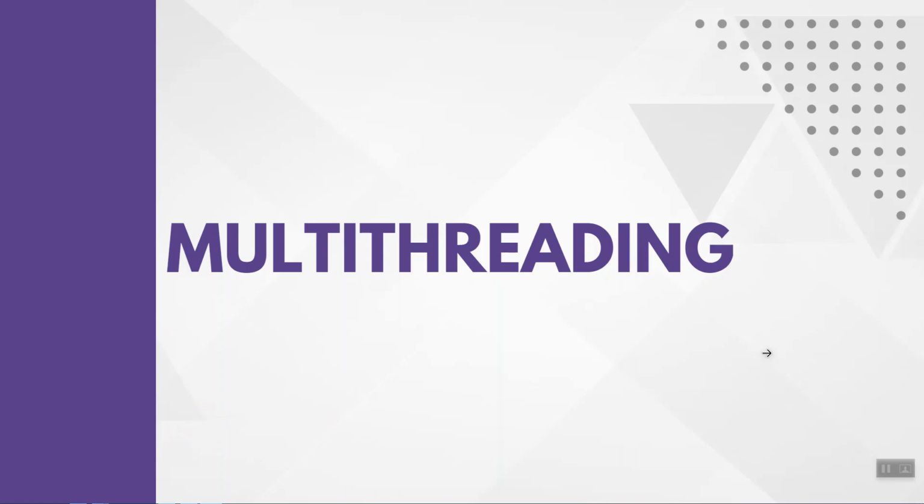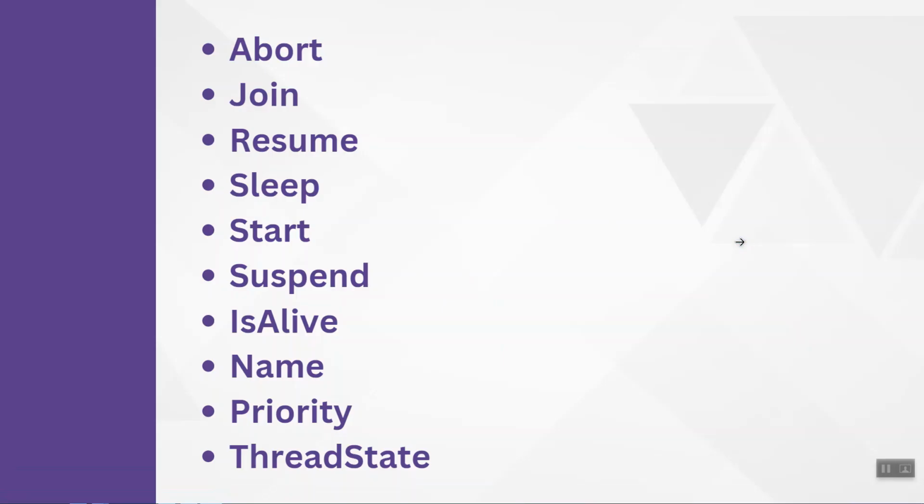The Thread class has some methods. Let's discuss each method one by one. First one is Abort. This Abort method is used to terminate the thread. Join. This is an overloaded method. It blocks the calling thread until a thread terminates. Resume. This method resumes a thread that has been suspended. Sleep. This static and overloaded method blocks the current thread for the specified number of milliseconds.